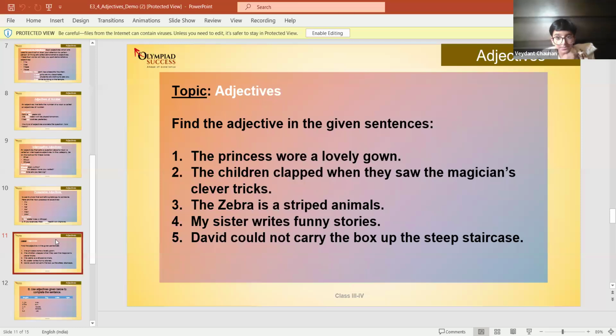Striped. My sister writes funny stories. Funny. David could not carry the box up the steep staircase. Steep. Very good. So what type of adjectives were all these? Quality. Yes, quality. Very good.